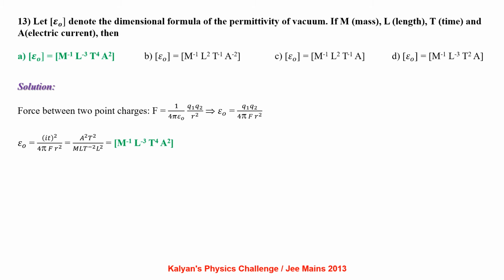Write the dimensional formulas of charge, force and distance. We have epsilon naught is M power minus 1, L power minus 3, T power 4, A square.